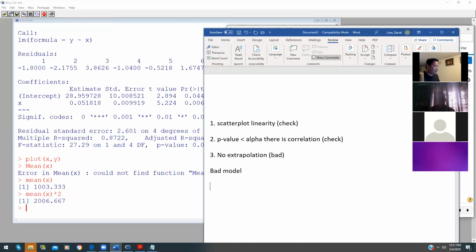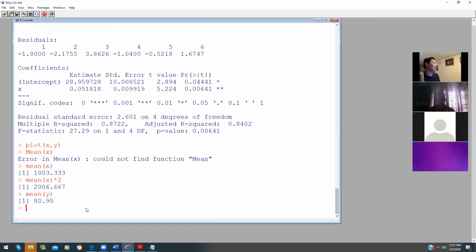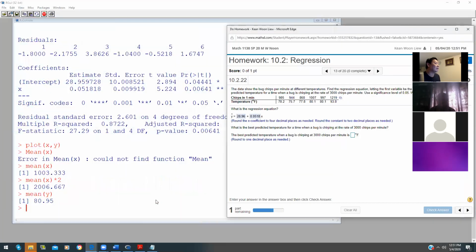So if it's a bad model, you have to find mean y. In your R, you just type mean y, and that is your answer. So your answer in this case is 80.95.